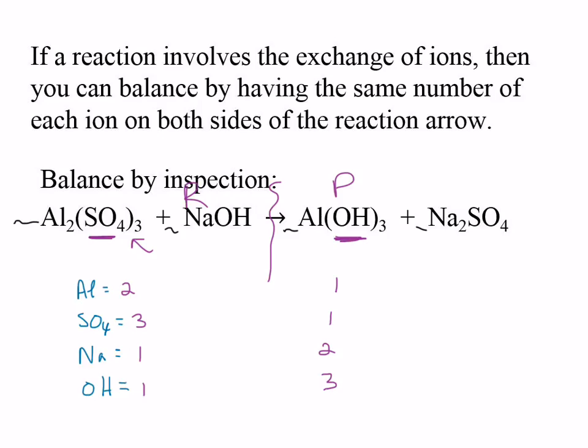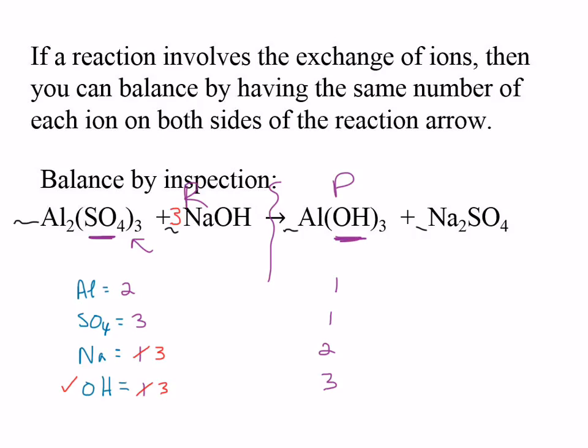So, let's see. Let's fix our OHs first, if that's okay with you. So our OHs are down here at the bottom. I have 3 over here on the product side. To get 3 over here on the reactant side, I need to change that 1 to a 3. So here I go. This is now 3 in front of my NaOH. I need to update my Na. Now I have 3. And update my OH. Now I have also 3. So my OHs are balanced. So far, so good.